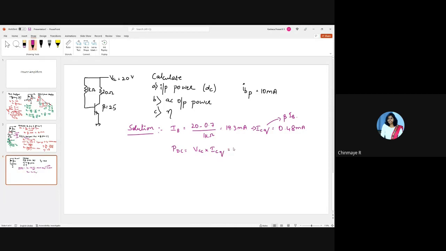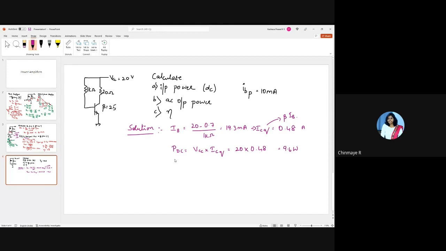How much is that? 20 into 0.48 amperes. So how much is that? It is 0.48 ampere. Ha, right. Thank you. Yeah, he's right. So this will be 9.6 watts.